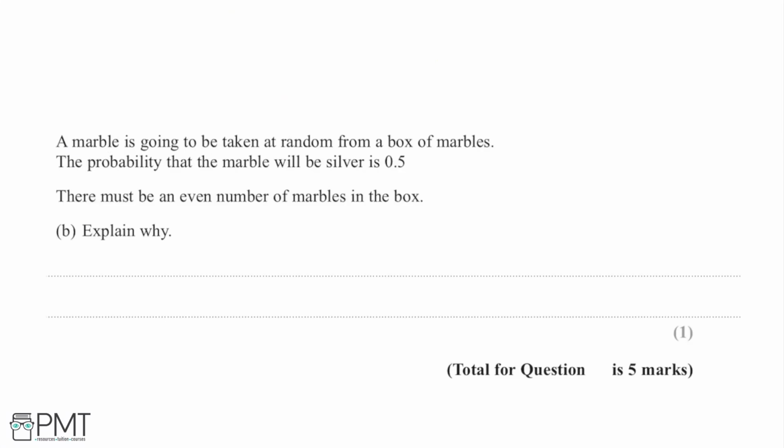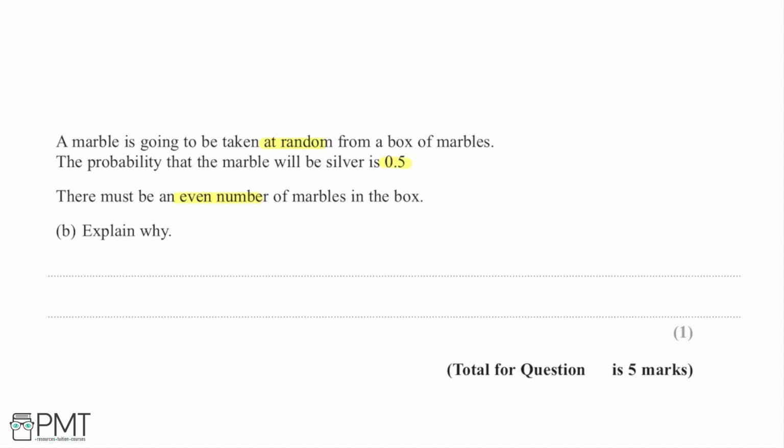So now for the second part of the question here, we're told that a marble is going to be taken at random from a box of marbles. The probability that the marble will be silver is 0.5. And we're told that there must be an even number of marbles in the box and asked to explain why this must be the case.